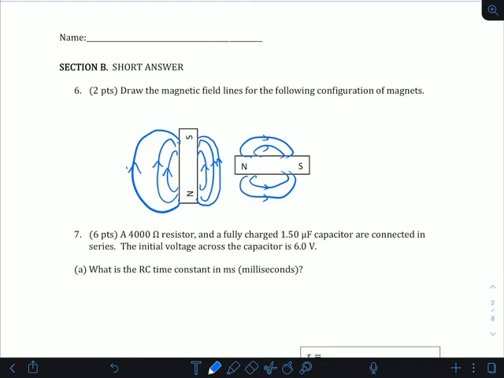And also, you would expect to see some interaction between these two poles. So the lines don't cross, but they can travel from there. Also, you'll see field lines going in.